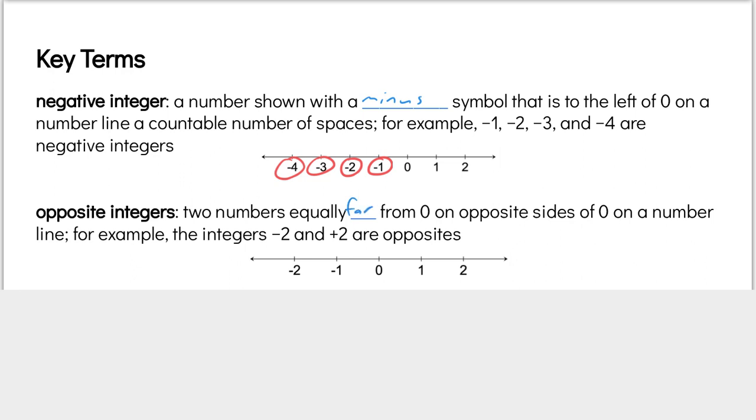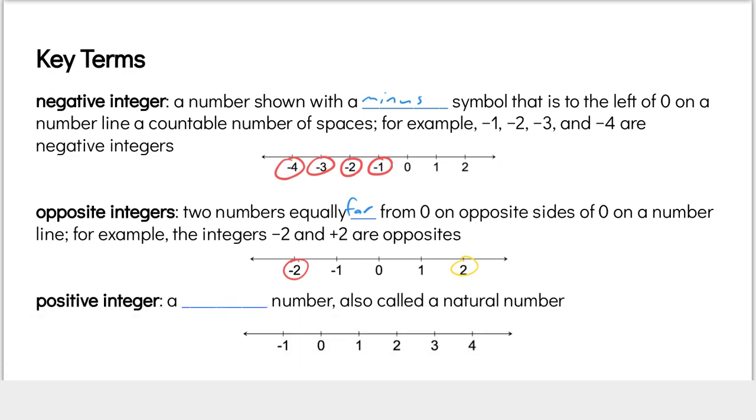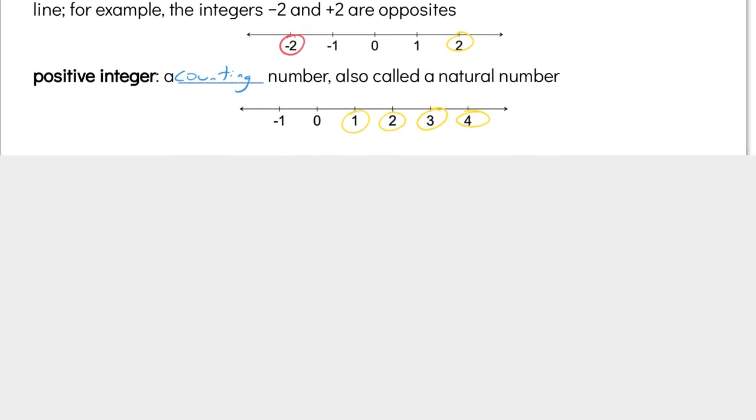Then we've got opposite integers, two numbers equally far from 0 on opposite sides of 0 on a number line. For example, the integers -2 and +2 are opposites. And a positive integer, a counting number. So let's write down a counting number, also called a natural number. That's 1, 2, 3, 4, and so on, an infinite distance to the right.